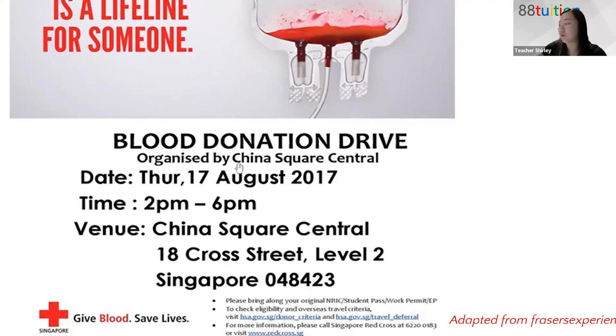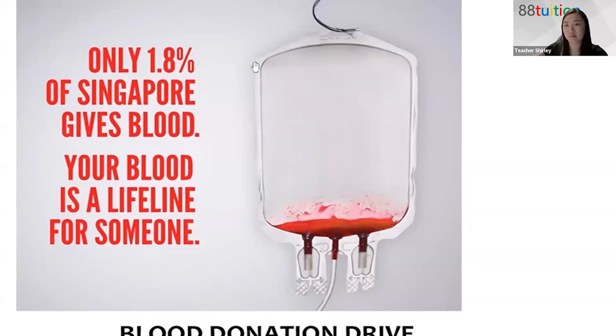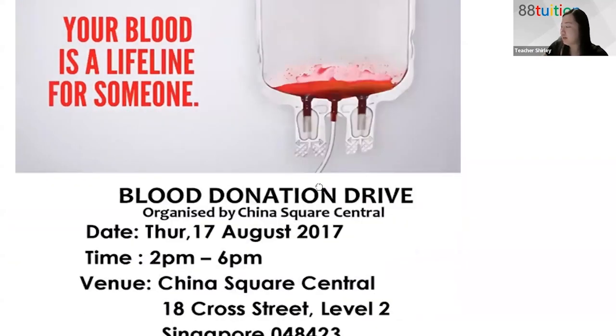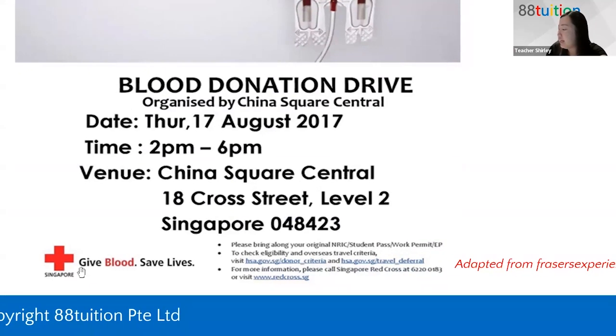Okay, but first of all, of course, they want to draw the reader, and of course they will also use an attractive or something that's controversial to attract the reader. So they put a bag of blood here, right? Okay, so these are the information that is required. Blood donation drive organized by China Square Central, the date, the time, the venue, okay? And then give blood, save lives. I think that's their slogan.